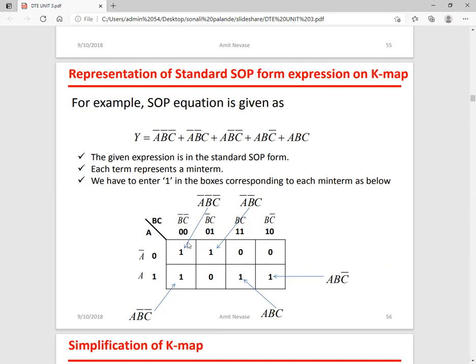So here B is equal to 0, C is equal to 0, that is B bar, C bar, and A is equal to 0, that is A bar. And so here in this box 1, the term is A bar, B bar, C bar. Here is the next one, that is A bar, B bar, and C, and like this.